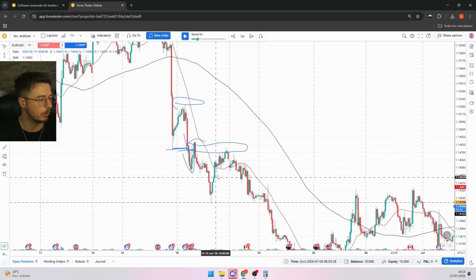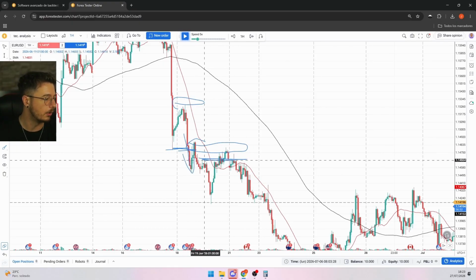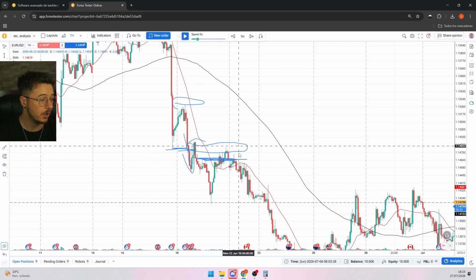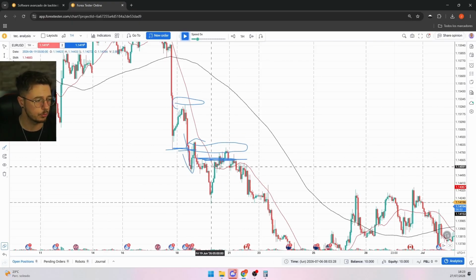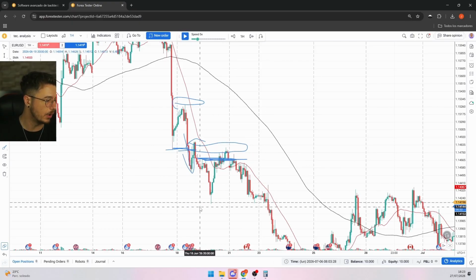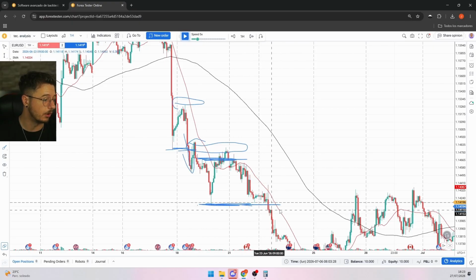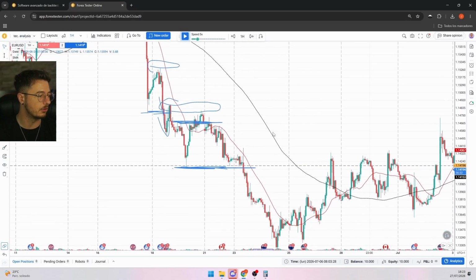The price comes back up again. It takes liquidity of this level here. I could take a short trade when the price breaks in and takes the liquidity. I could take a trade when the price breaks this low again and goes down. There are many different ways of finding the actual entry point.